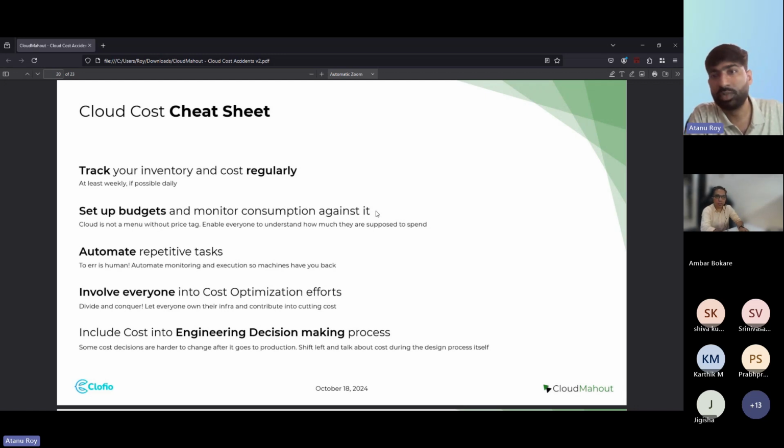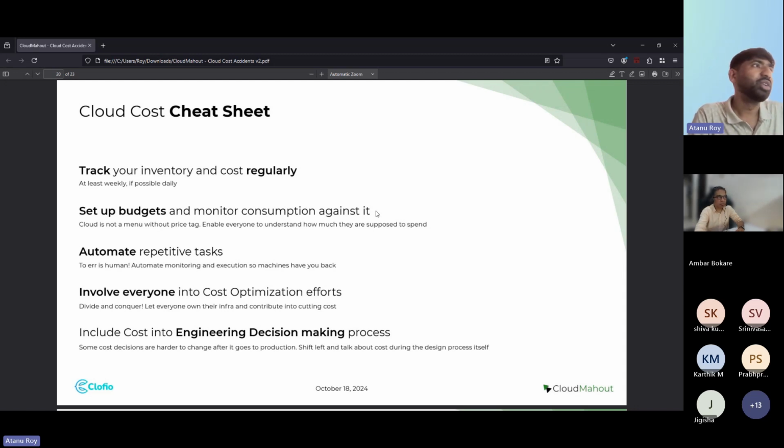Every sprint, at the end of the sprint, during your retrospective or just before closing your sprint, spend half an hour to look at your cost, look at your inventories. What infrastructure have you spawned up? Which of them are you using? Is there any scope of optimizing them, right? So that is the first thing you need to do. You need to track your inventory and cost regularly.